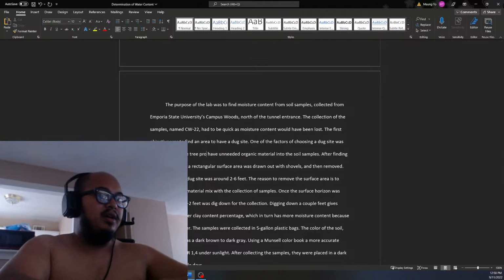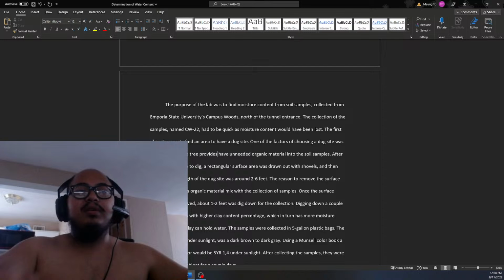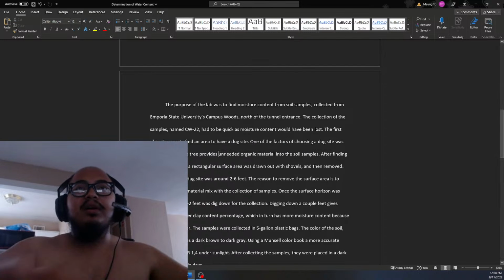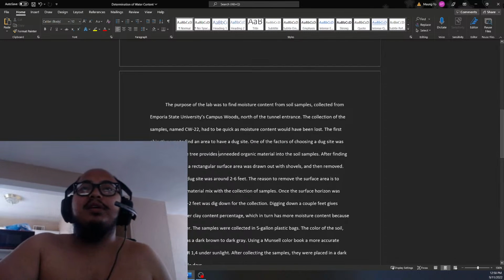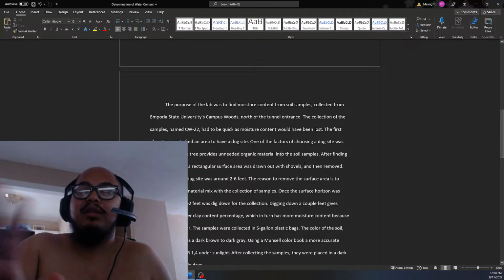All right. How about "provides unneeded"? How about this: roots of trees provide unneeded organic material into the soil samples. Okay, I think that's better.